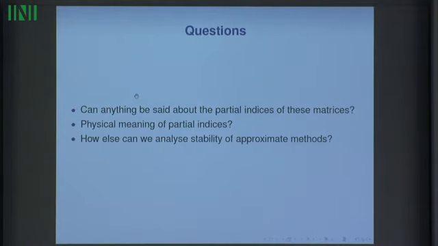And there are maybe some questions: whether someone knows how to compute partial indices of the type of matrices I have shown, and what the partial indices mean physically. In general, there are a lot of approximate methods in the applied community. Can we come up with good ways of creating error bounds for those methods? That's more general than just this technique, but maybe something we can discuss later.